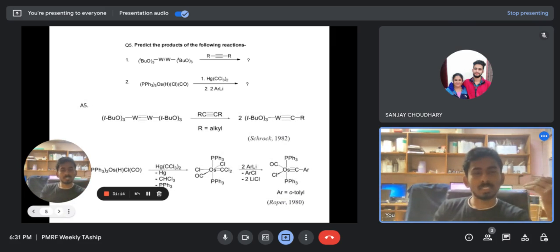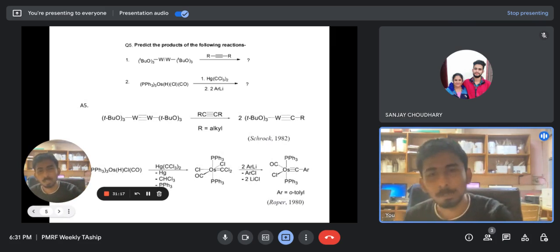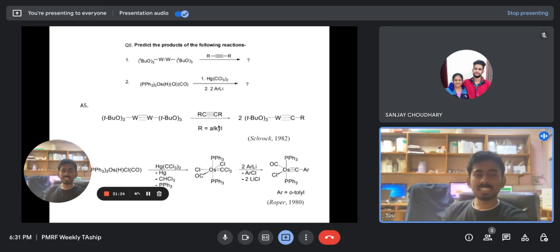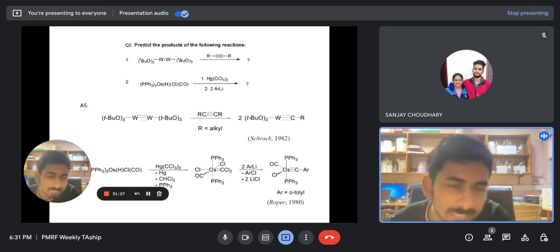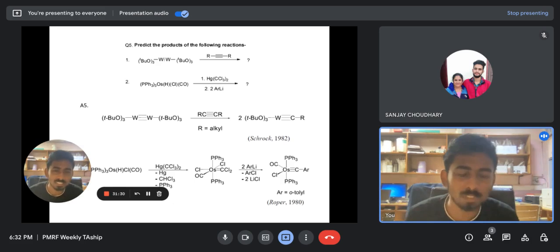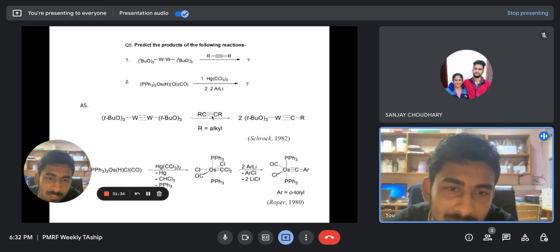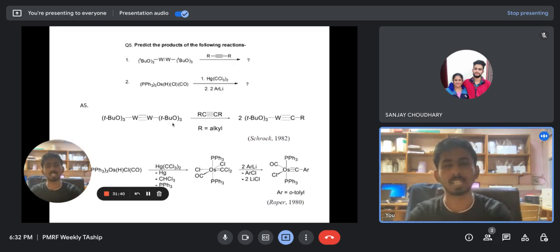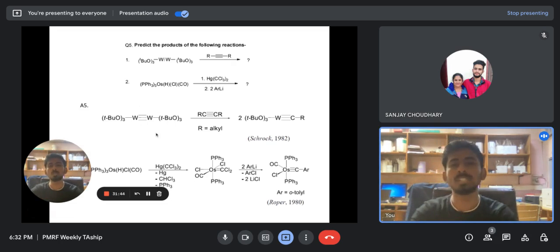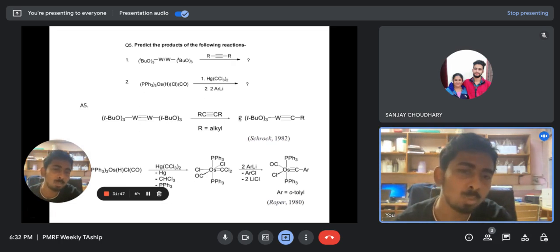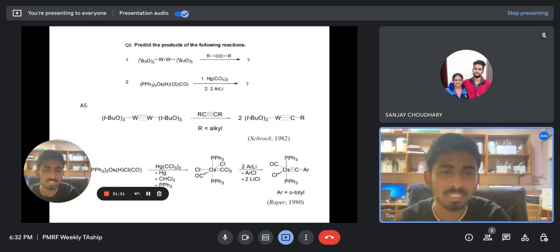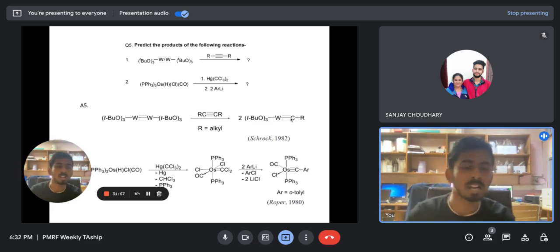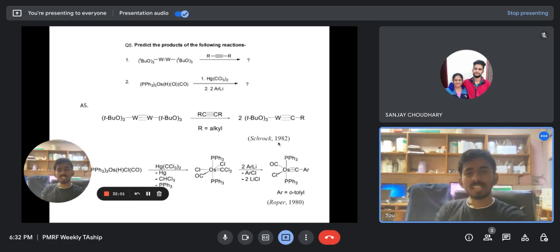So we'll see it one by one. In the first case, the tert-butoxide that is bound to tungsten, triple bond tungsten, and again tert-butoxide, is treated with this alkyne. When R is an alkyl group, what is the product? Simply, this is a specific class of transmetallation reaction. Here you can see this RC≡C will be transferred between this tungsten tert-butoxide center. And because these are actually two homoleptic units, and here also there are two homoleptic units, we'll have two such molecules. So the product is (tBuO)3W≡CR, which is actually the identification of this Schrock carbyne complex. It was produced by Schrock himself in 1982.